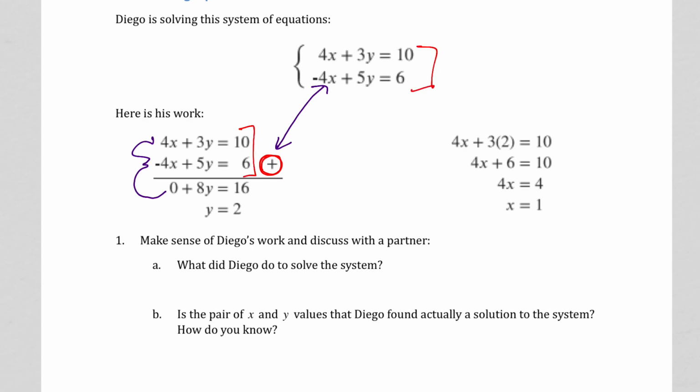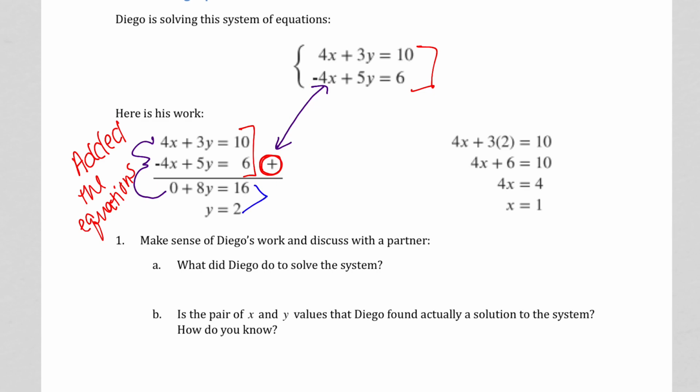We added the 2 equations. So, added the equations. Okay, and he got 0 plus 8y equals 16. Then what did he do between here and here?